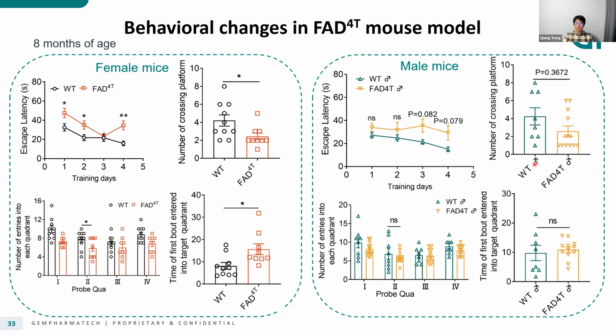But in the male group, we haven't detected a significant decrease in these different parameters in the probe test phase. So our conclusion is that our data suggests that the female FAD40 mice have learning and memory deficiency at 8 months old, but not in the male group.